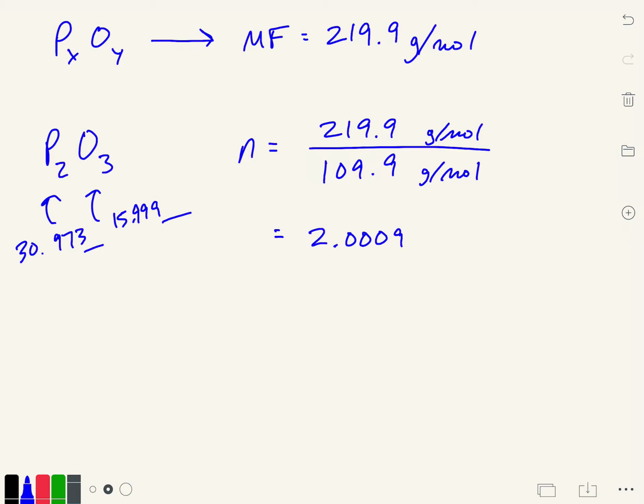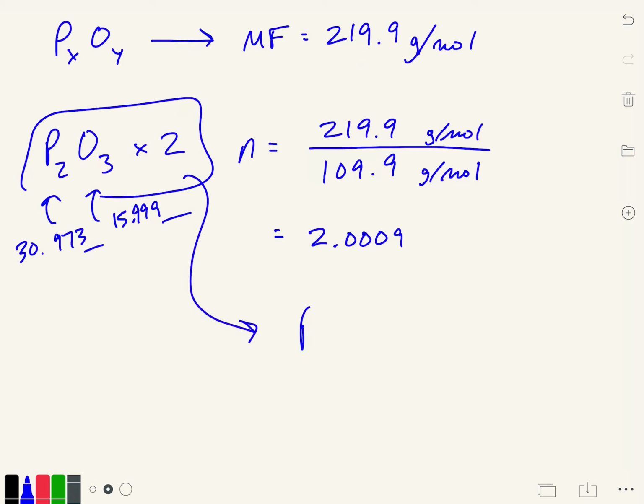So the empirical formula, P2O3, gives us P4O6. That's how we convert an empirical formula into a molecular formula.